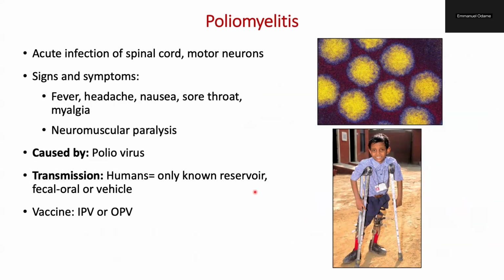Now, the last thing to discuss is poliomyelitis, which is an acute infection of the spinal cord and your motor neurons. Signs and symptoms include fever, headache, nausea, sore throat, and myalgia. You also have neuromuscular paralysis. Basically, your motor neurons, which form the circuit for controlling your muscles, are affected. You can't move your body, so you have neuromuscular paralysis. This disease is caused by the polio virus, which is widely known, and for that reason you get vaccinated mostly when you are young to protect against it.